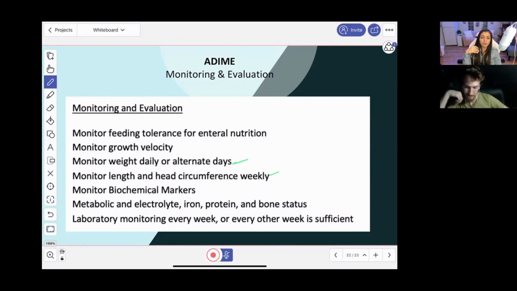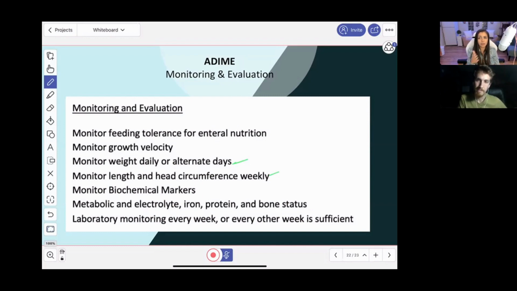And then, of course, monitor our metabolic status and the electrolytes, such as iron and protein and their bone status, so labs that are indicative of all three of those. The same goes for laboratory monitoring every week or every other week, just to make sure that they're within the normal ranges. I know you guys are wondering, how do we know if it's in normal ranges? Normally in the hospital, whenever the labs are sent out, they're always given with the ranges. So do not worry. You do not need to memorize the normal ranges of all of these labs, because trust me, there are a lot of them. So you'll be given that.